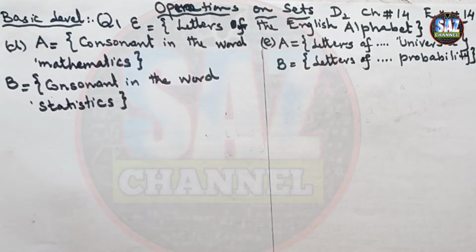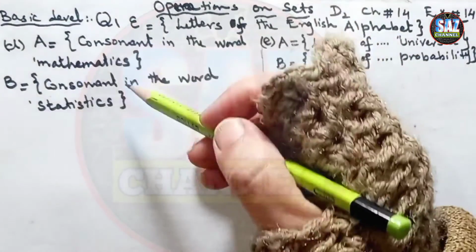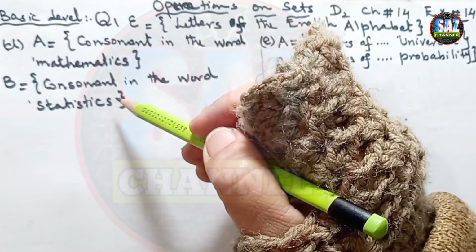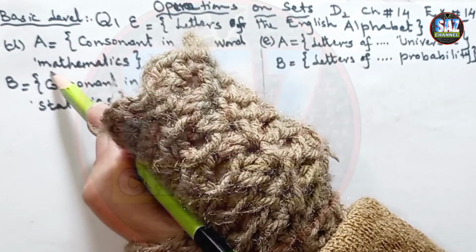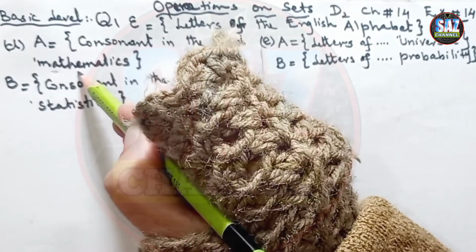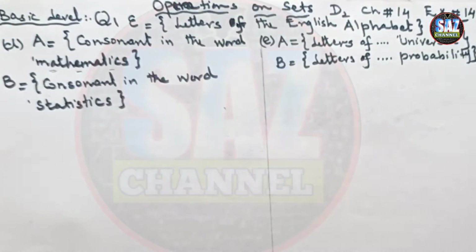So first of all, it's important to understand what the consonants are and what the vowels are. A, E, I, O and U, these are the vowels. So I have to pick up the consonants of mathematics. It means I will not be taking A, E and I from this word.